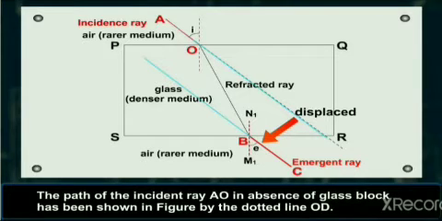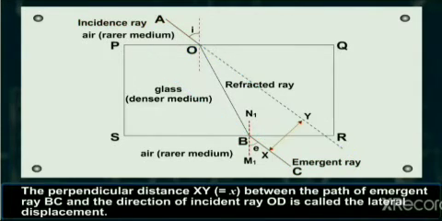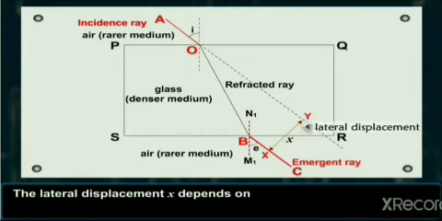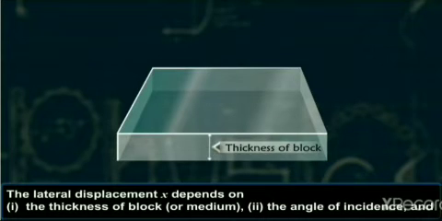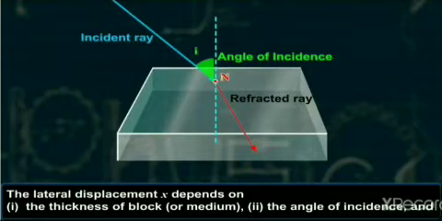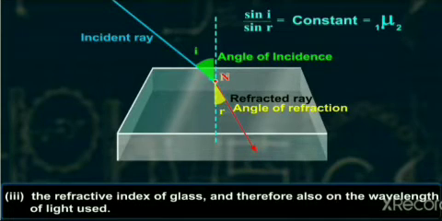The path of the incident ray AO in absence of the glass block has been shown in the figure by the dotted line OD. The perpendicular distance XY, equal to X, between the path of the emergent ray BC and the direction of the incident ray OD is called the lateral displacement. The lateral displacement X depends on, first, the thickness of the block or medium, second, the angle of incidence, and third, the refractive index of glass, and therefore also on the wavelength of light used.